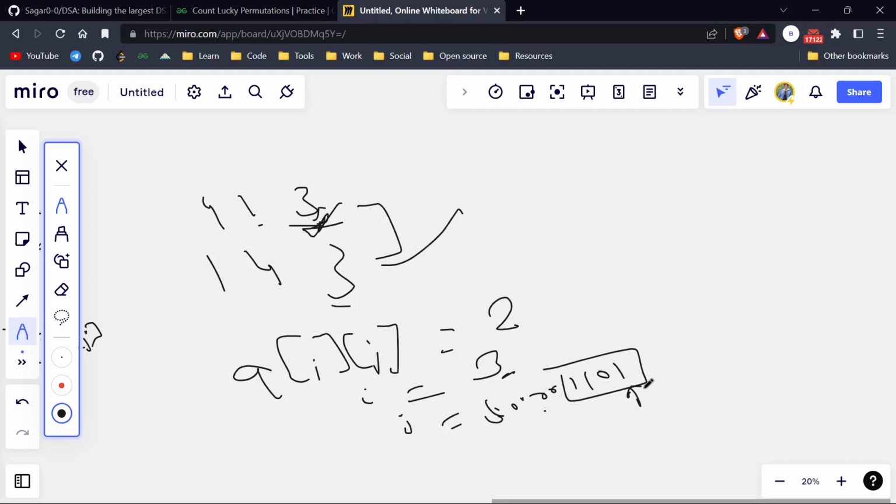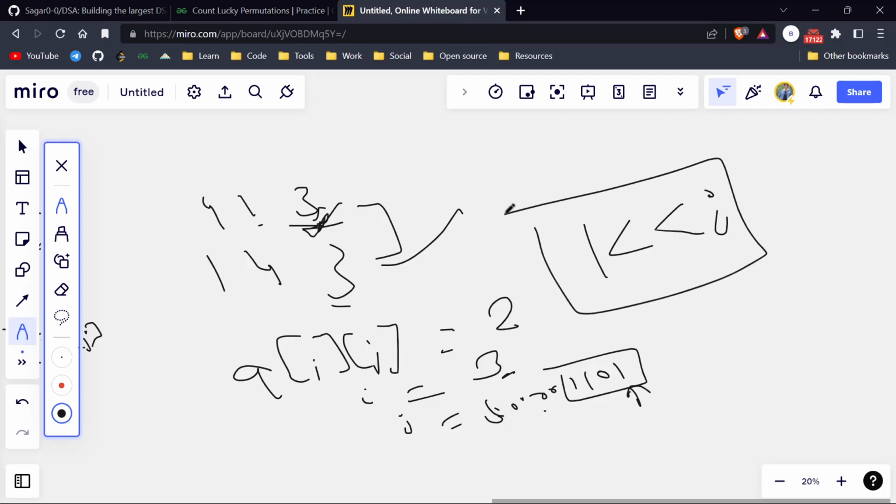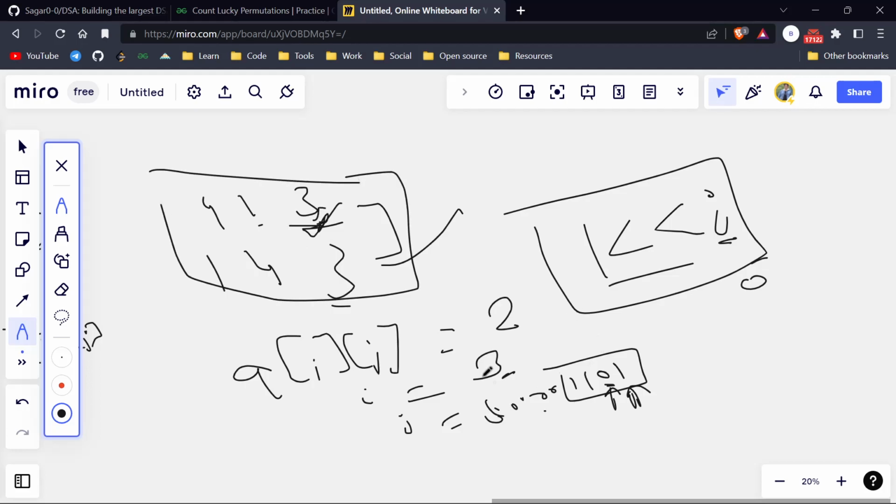That means our first bit is visited. So what we will do is 1 right shift i times. If i is equal to 0, then 1 right shift 0 times. So we will just set this bit, and 2 is not visited in this permutation. Okay, so that is why we are storing this.